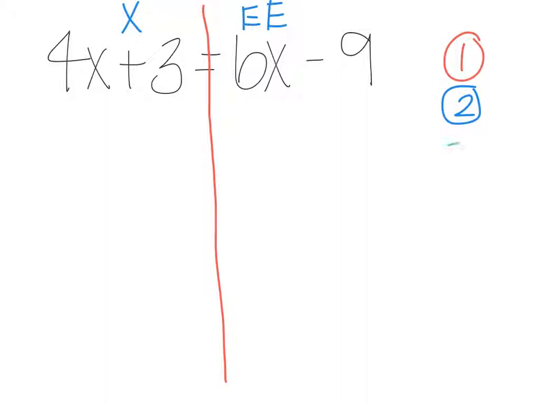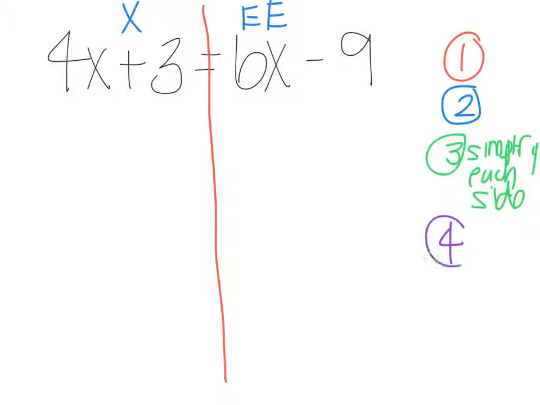The third thing we're going to do is we want to simplify each side. In this particular problem, we don't need to simplify anything because we can't combine anything. Like, we cannot combine 4x and 3, and we cannot combine 6x and 9. So we're going to leave this alone. So that's our third step, which we're not going to do. But then we're going to move on to our fourth step, okay? And our fourth step is where we actually start solving.